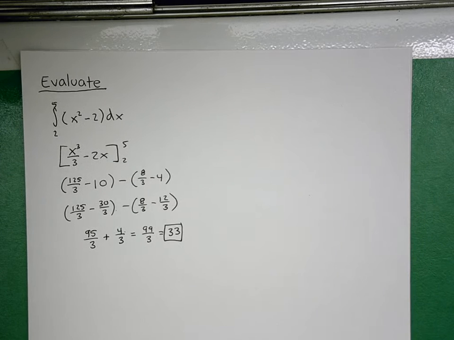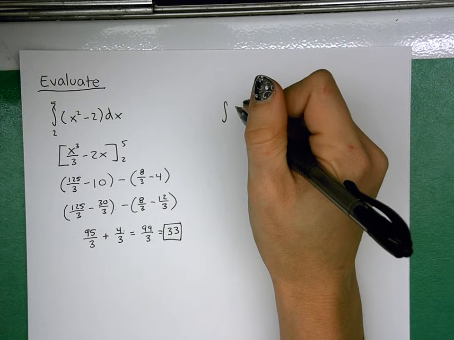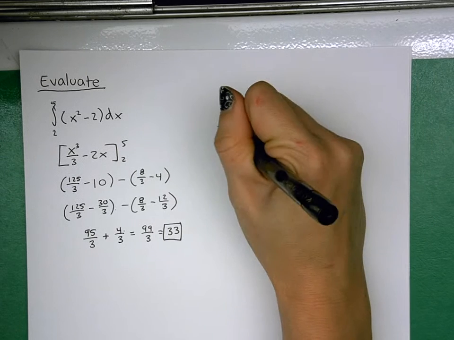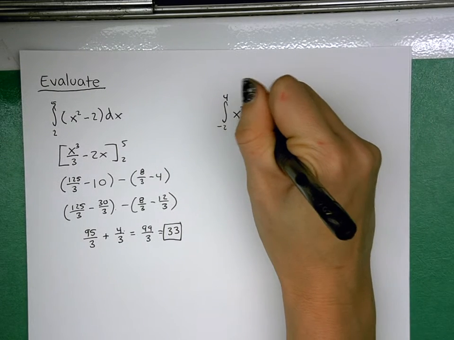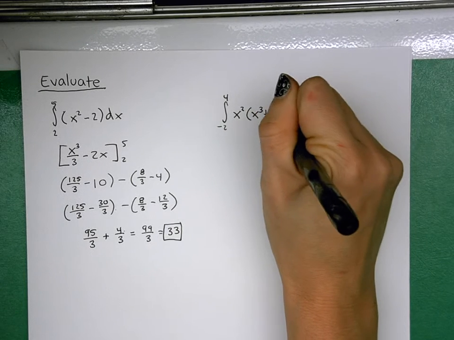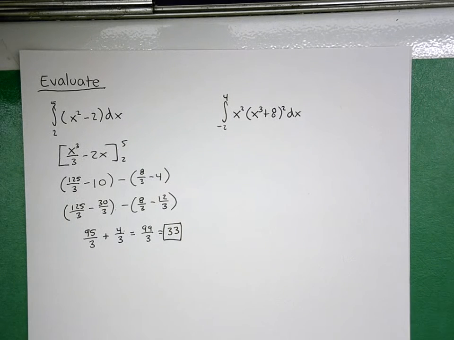Okay, let's do another. Moving definitely out of kind of basic power rule. Let's do negative 2 to 4 of x squared times the quantity of x cubed plus 8 all squared dx. Okay, now I'm going to utilize this one as a calculator review. Just make sure we're comfortable plugging this into our calculator.